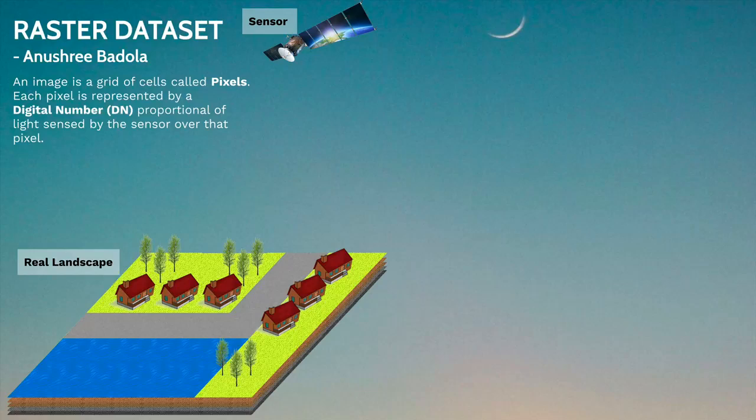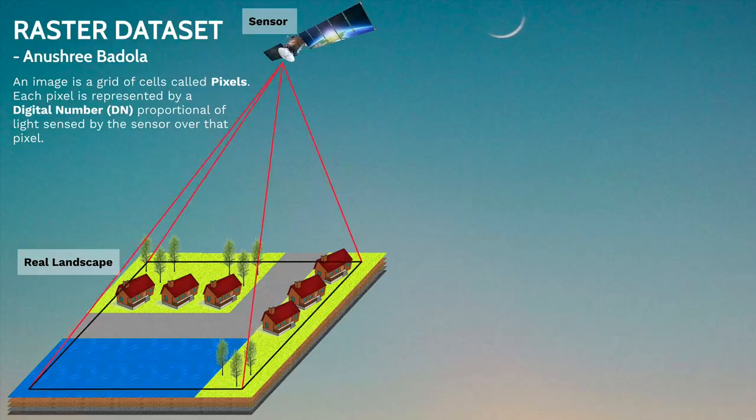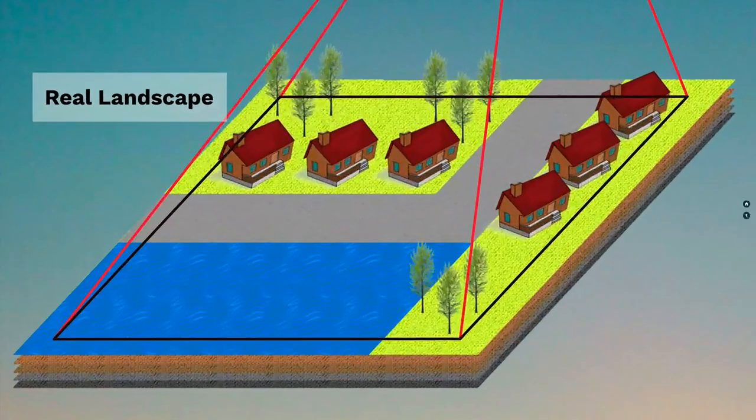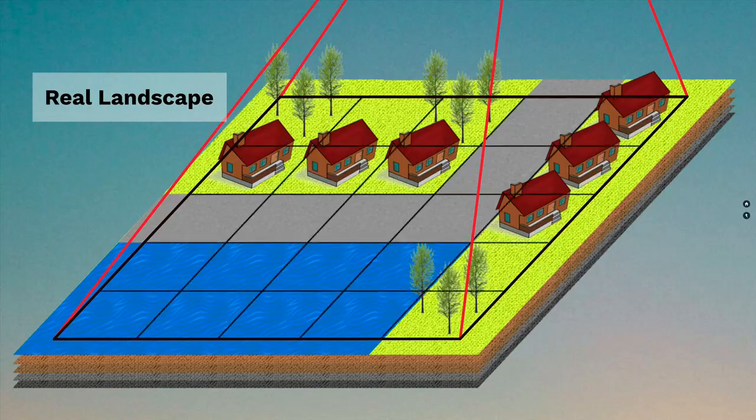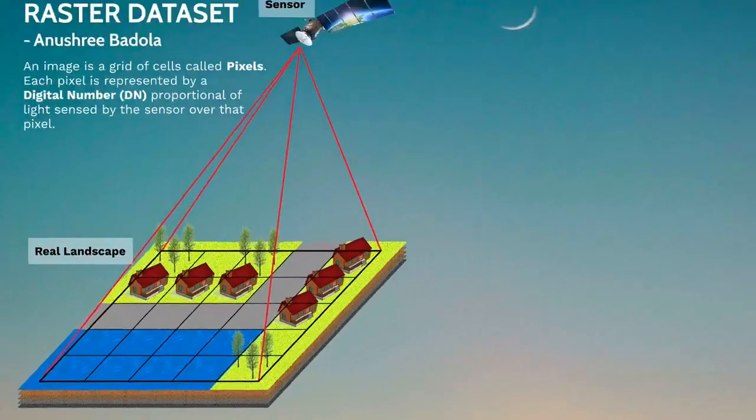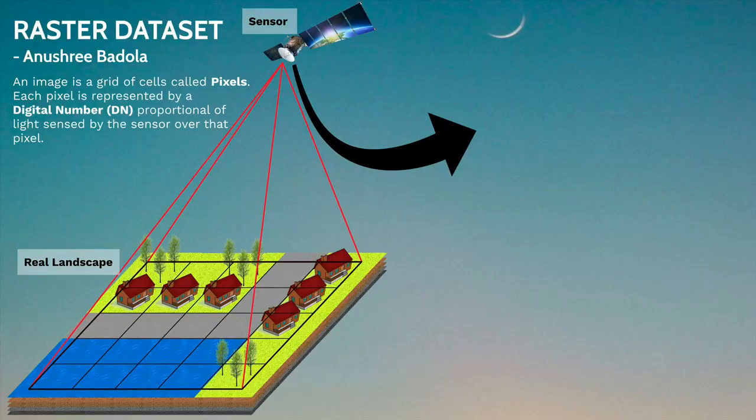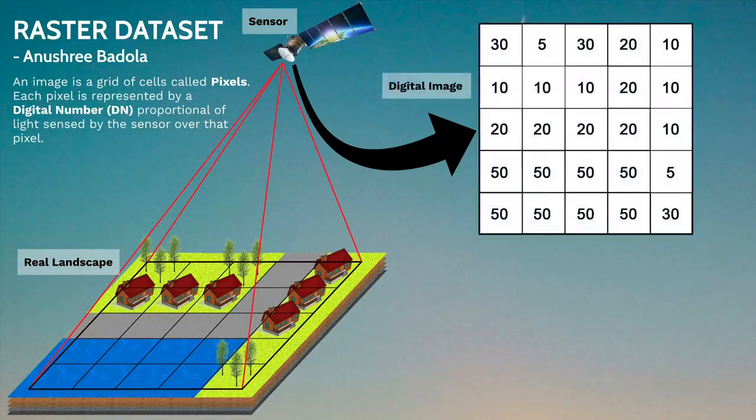Let's learn by an example. We have a landscape here with different elements on ground. When a satellite captures this area, it divides the landscape into a grid and records the observation of each cell known as a pixel. Each pixel is represented by a digital number as shown here. These digital numbers are representative of the energy sensed by the sensor.